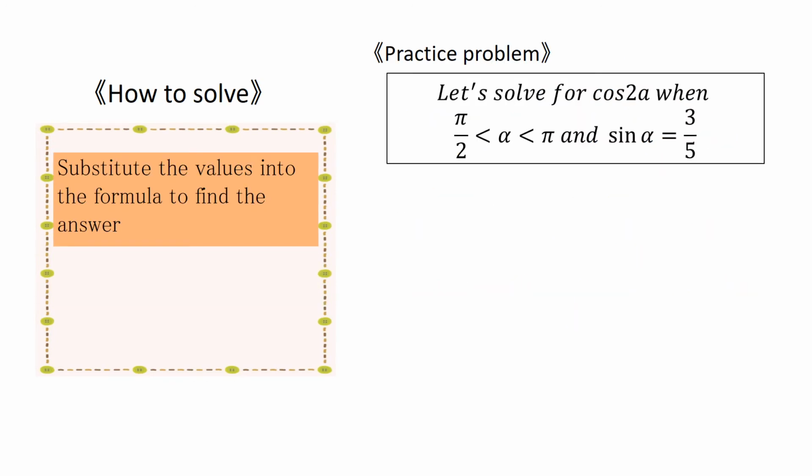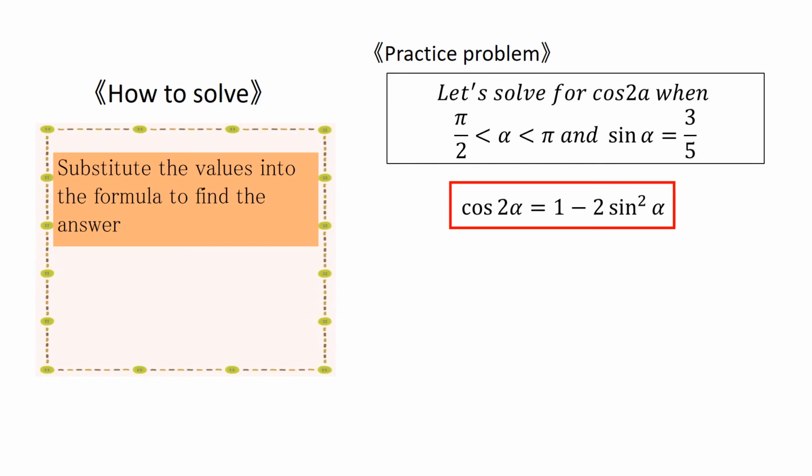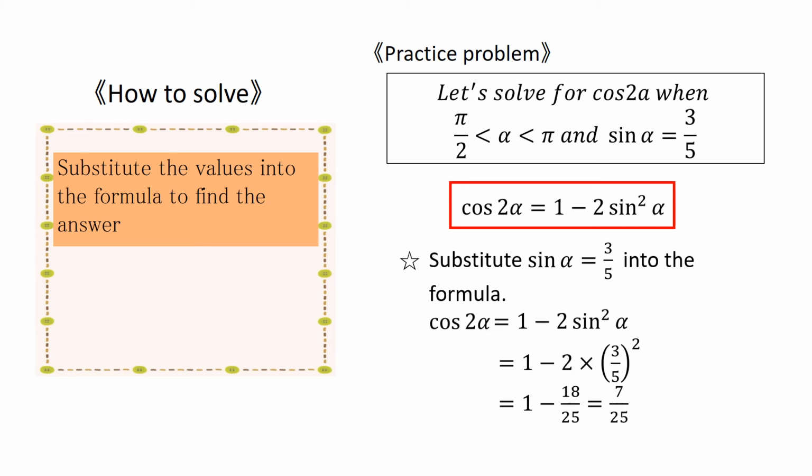Next, let's use this formula to solve an example problem. Let's solve for cosine 2α when pi over 2 is less than alpha and alpha is less than pi, and when sine alpha equals 3 over 5. Cosine 2α equals 1 minus 2 sine squared alpha. Substitute sine alpha equals 3 over 5 into the formula, and we end up getting 1 minus 18 over 25 equals 7 over 25.